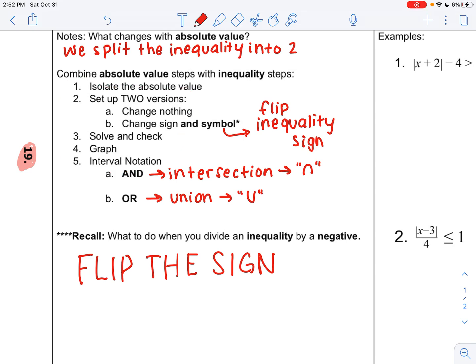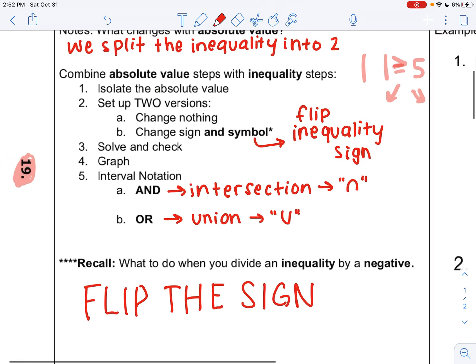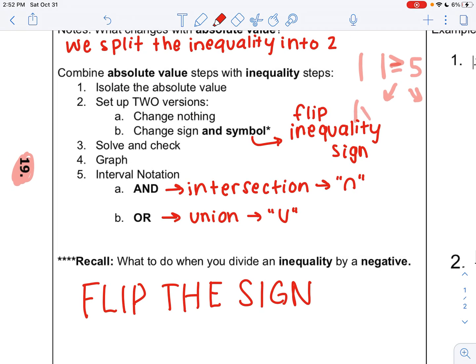So the first thing is we're going to isolate the absolute value, which means get it alone on one side of the equation. Then we're going to set up two versions. So version A, remember when we isolate the absolute value, absolute value equals 5 or something. Remember we would split it up into two. Well, this time pretend it was greater than or equal to 5. We would set it up into two versions. So version A would be change nothing. So we would still have, except the absolute value would go away. So let's just pretend we have x plus 2. Okay, so we would have x plus 2 is greater than or equal to 5. That would be one version.